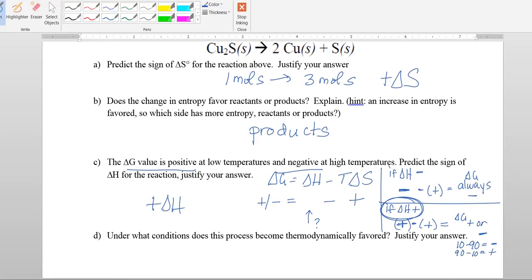And under what conditions is it thermodynamically favored? It's just basically saying, what would make this reaction have a negative delta G? And it tells us right here, delta G is negative at high temperatures. So it is going to be favorable at high temperatures. And again, we're talking about something being favorable. We're talking about having a negative delta G value.